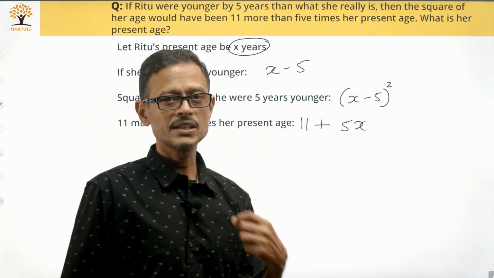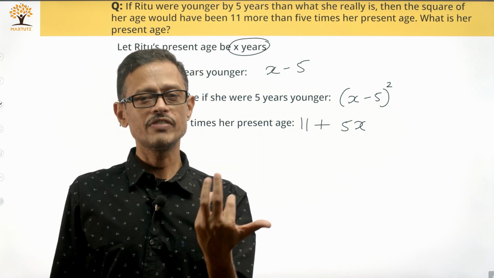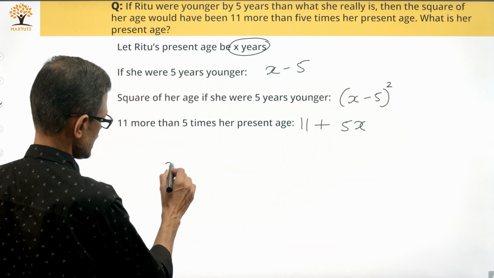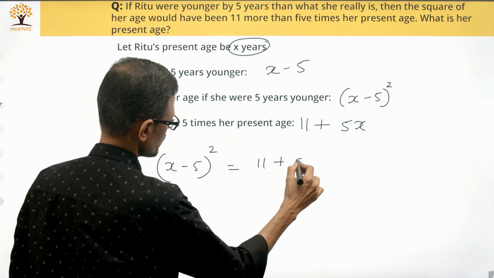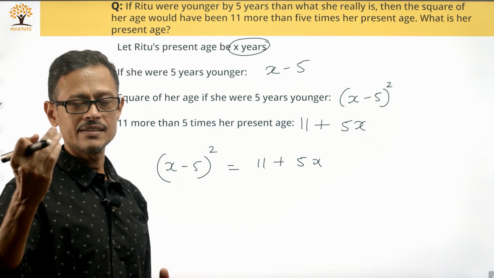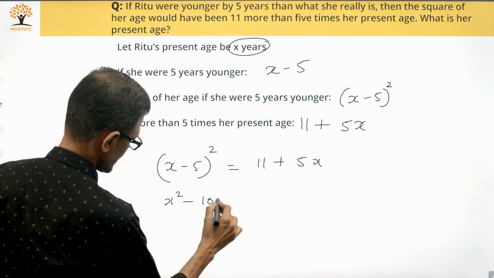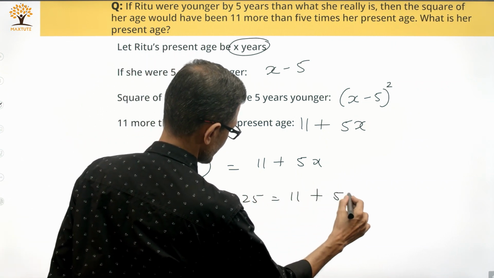So what is equal to 11 more than 5 times her present age? Square of her age had she been 5 years younger is (x minus 5) the whole square. They're saying that is equal to 11 plus 5x. Let's expand this and simplify it, so we'll see a quadratic equation in the process. So this is x square minus 10x plus 25 is equal to 11 plus 5x.